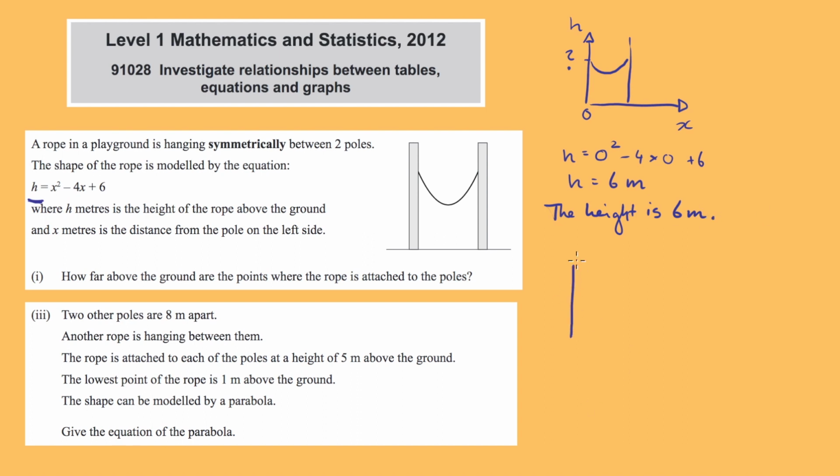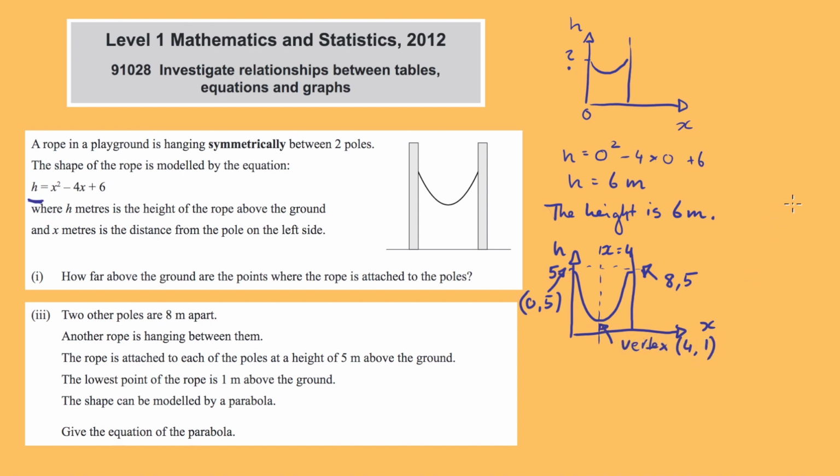The second question scared a lot of students off, but really there is no need to freak out, just sketch it. In this case, we're starting with the y-intercept and another point at 8,5. We also know that the parabola is symmetrical with a line of symmetry halfway between 0 and 8, so x is equal to 4. Finally, the lowest point is 1 meter above the ground. That's the vertex with coordinates 4, 1.